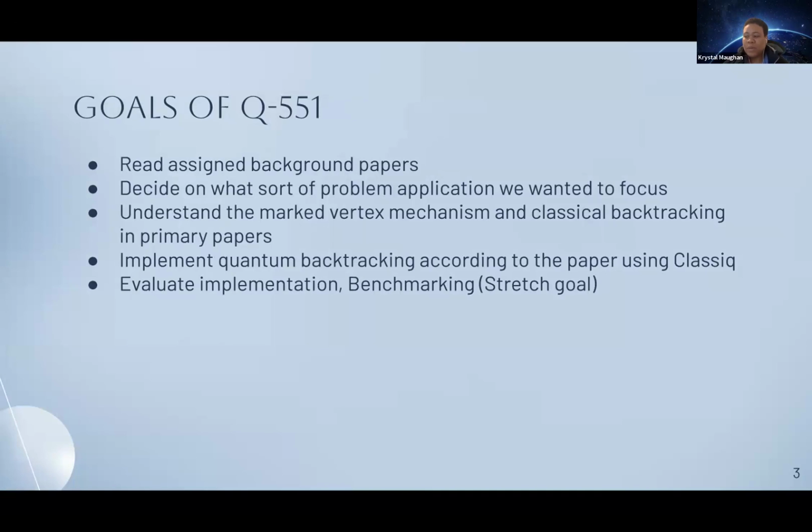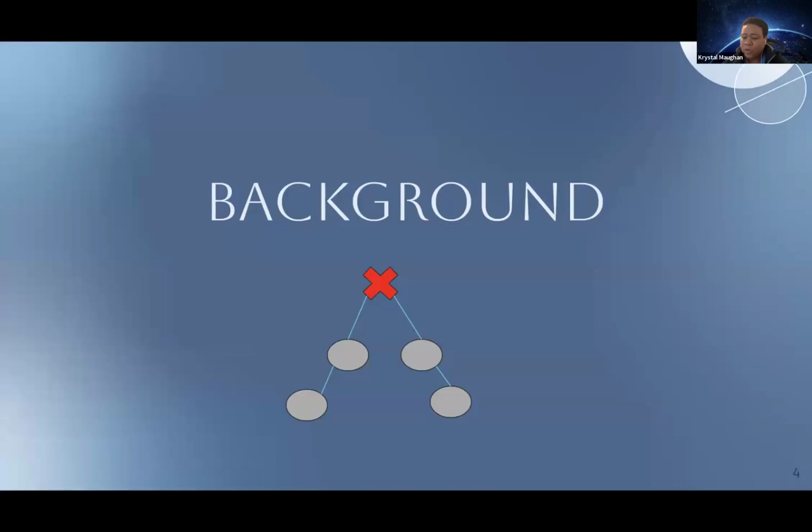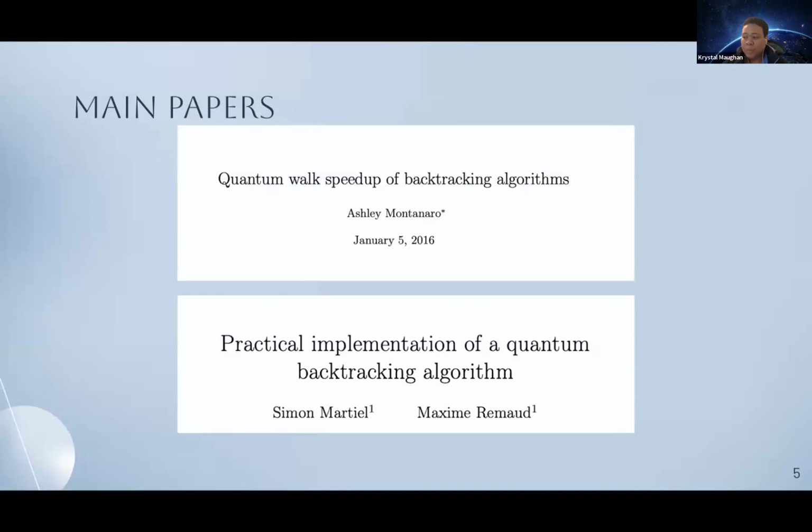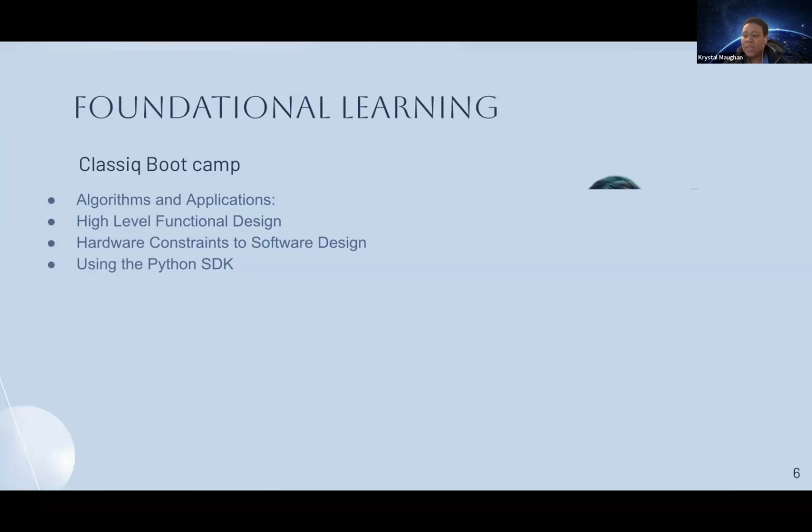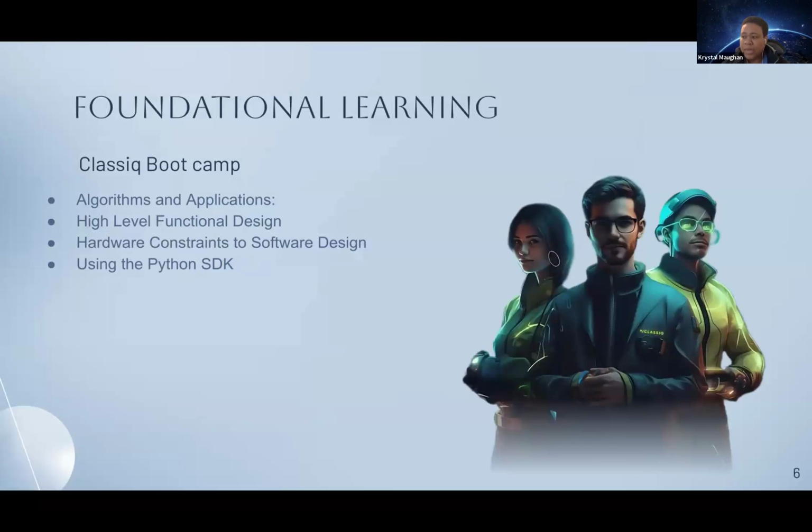So our next goal was to implement quantum backtracking according to the paper using Classiq, and to evaluate our implementation using some sort of benchmarking, which was more of a stretch goal. For our background, we were assigned two papers, the main one by Montanaro, on quantum walk speed up of backtracking algorithms, and the Martial paper on practical implementation. We started by completing the mandatory bootcamp, which you all did, and then learning about the Python SDK.